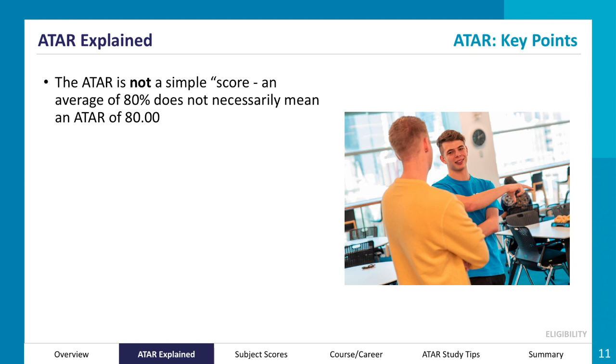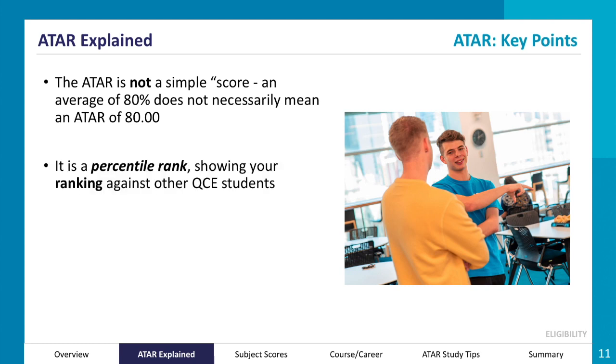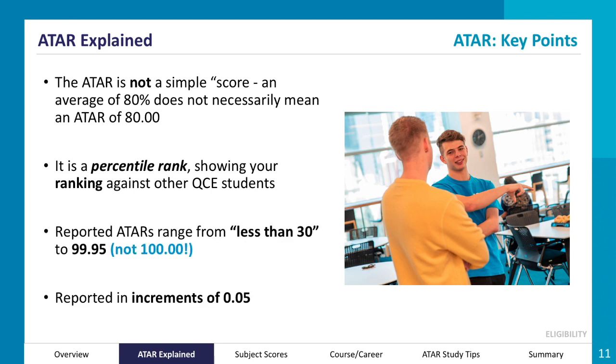Basically, it shows your place in context of your competition. So an ATAR of 80 suggests you've outperformed 80% of your competition. And in this context, your competition is other QCE students who are eligible for an ATAR. So equally, an ATAR of 65 would mean you've outperformed 65%, an ATAR of 95 would mean you've outperformed 95%, and so on. So again, it's a percentile rank, not a score as such.